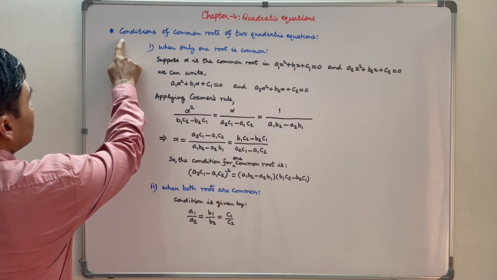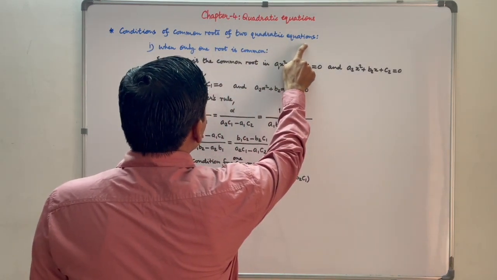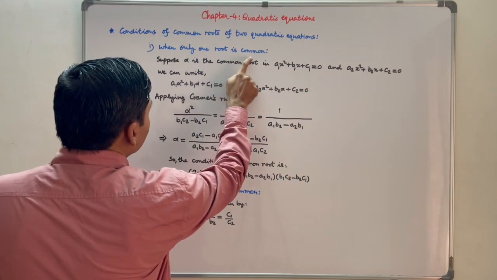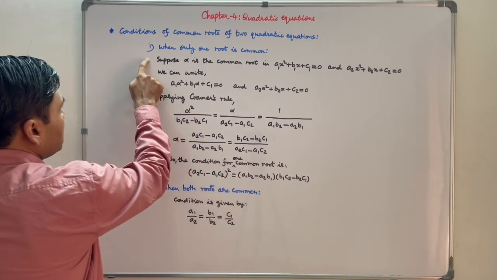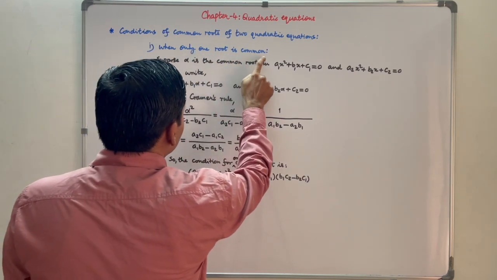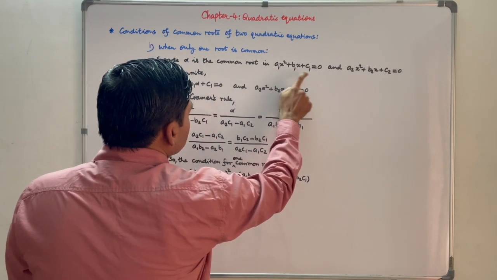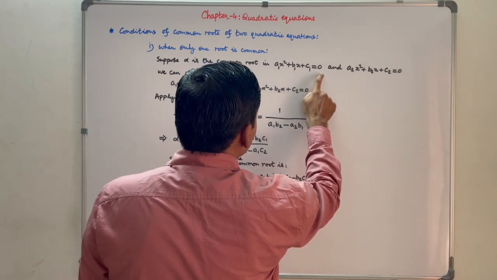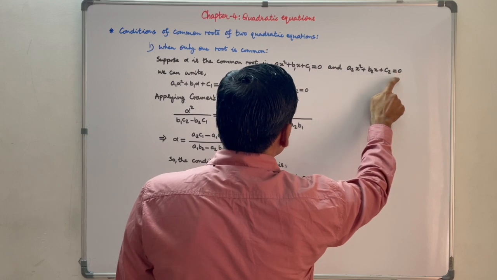Now let us see conditions of common roots of two quadratic equations. We will consider two cases. Case 1, when only one root is common, and case 2, when both roots are common. Case 1, when only one root is common. Suppose alpha is the common root in two quadratic equations, a1x square plus b1x plus c1 is equal to 0 and a2x square plus b2x plus c2 is equal to 0.